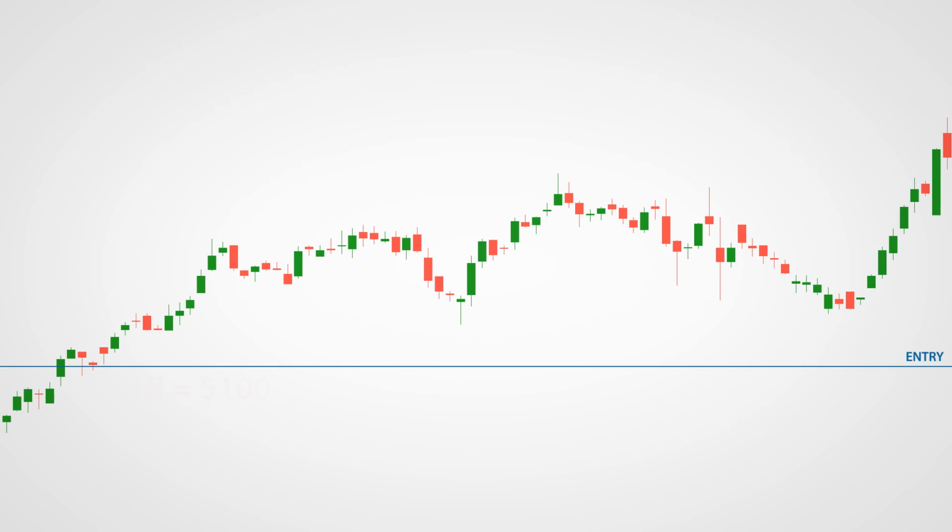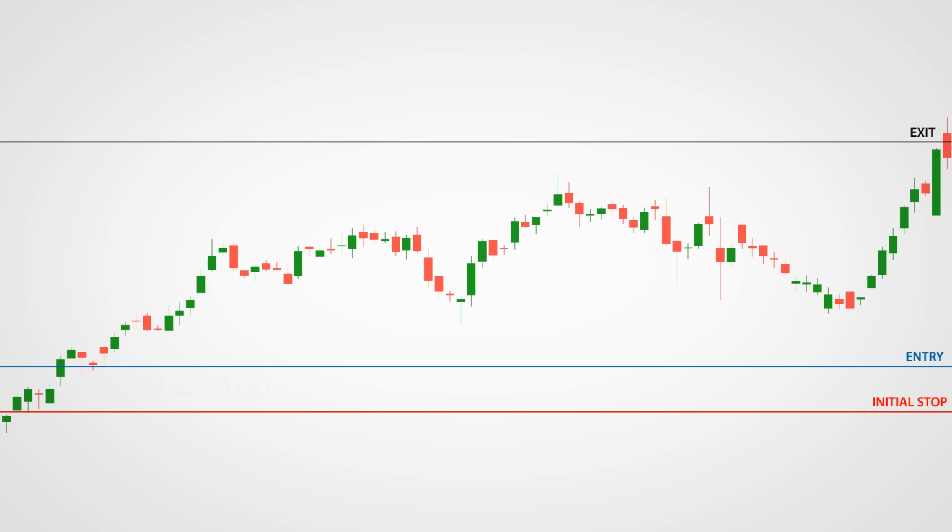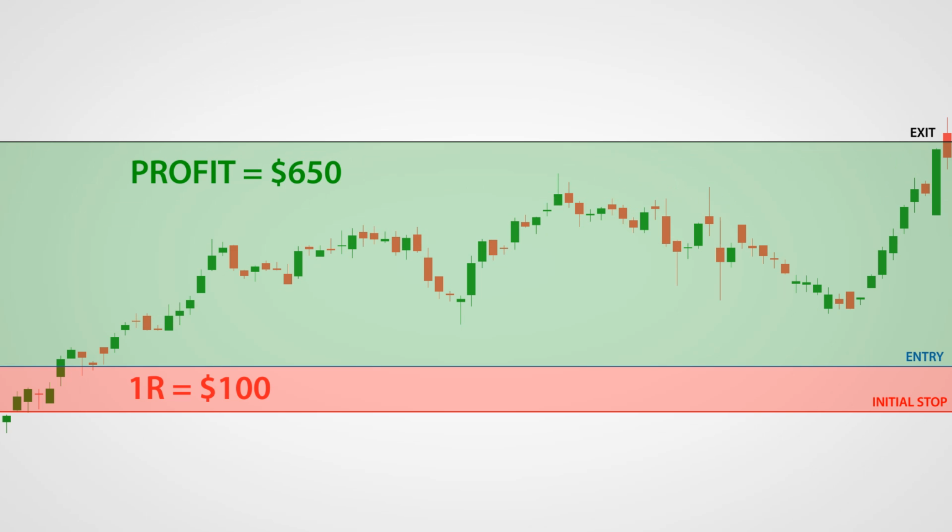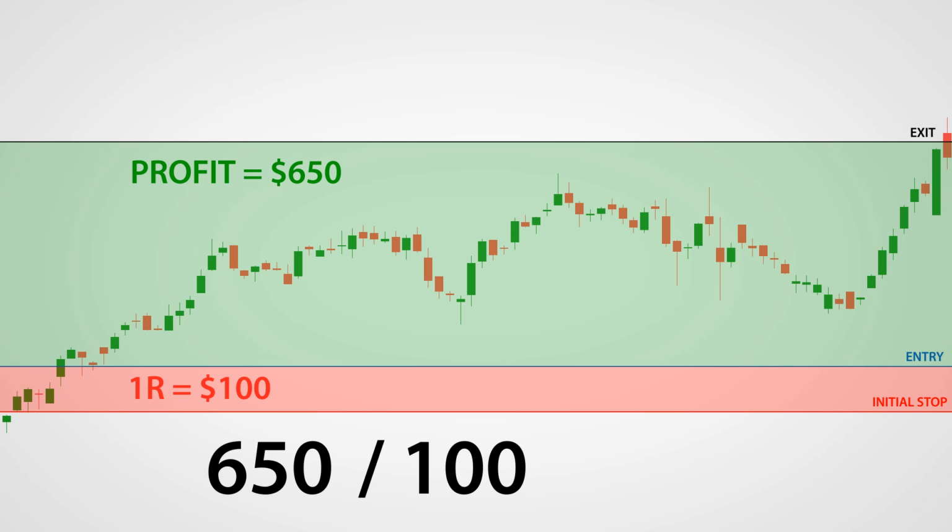This will be our entry, this will be our initial stop loss, and this will be where we eventually close the position. Let's say in this trade we're going to accept a risk of $100. So $100 equals 1R. Now let's say at the end of this trade we profited a total of $650. So you just divide 650 by 100 and you get an R multiple of 6.5.